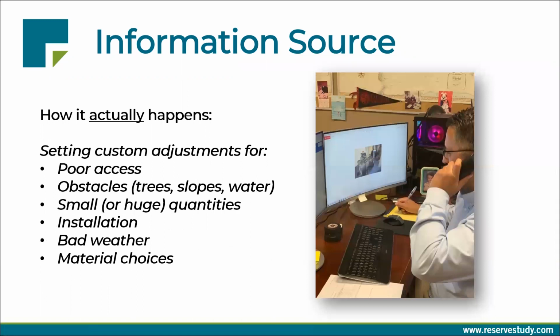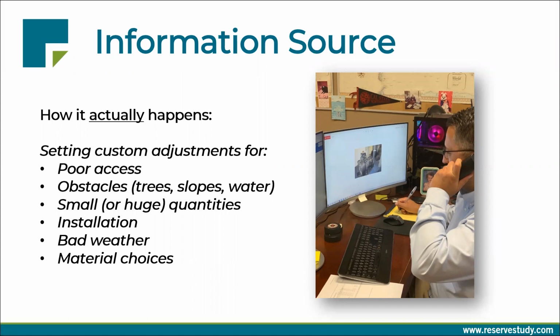So assembling it, figuring out what custom adjustments are appropriate for your association based on potentially poor access, obstacles like a lot of tree coverage adjacent to the buildings, steep slopes adjacent to a body of water, small quantities that might make things more expensive, or huge quantities where you get some economies of scale. Installation issues, was it poor installation last time?